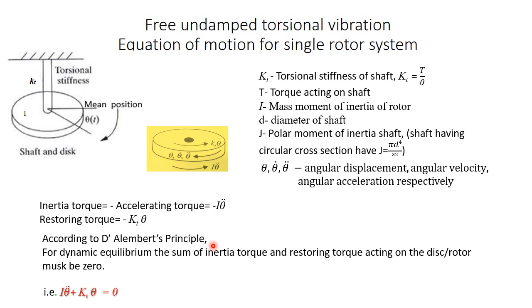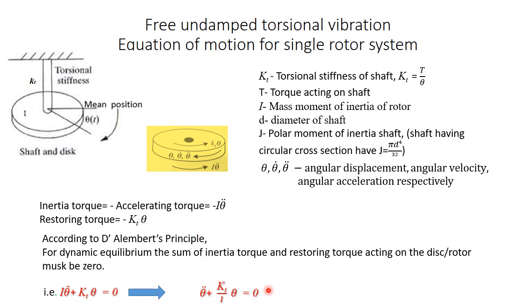That is, the sum of all the restoring torque, that is Kt into theta. If there is only a shaft which provides a torsion stiffness Kt, it will give a restoring torque Kt into theta. The sum of the restoring torque plus the inertial torque I theta double dot is equal to 0. So the restoring torque and the inertial torque are in dynamic equilibrium. This is the representation of Newton's second law according to D'Alembert's principle. You can represent that equation like this also: theta double dot plus Kt by I into theta equal to 0.